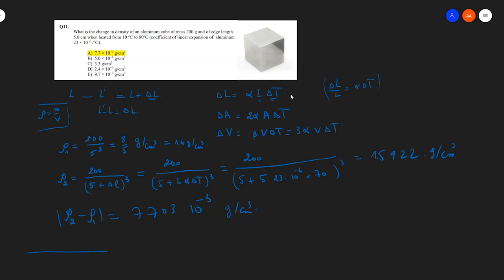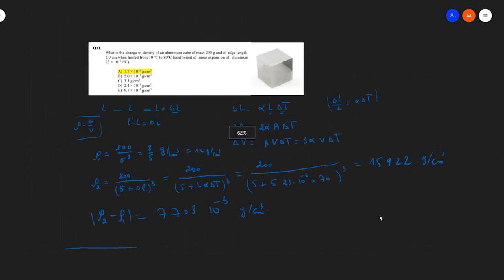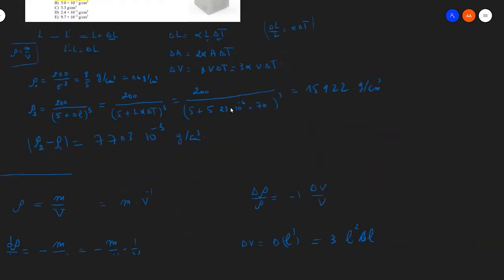Can I calculate delta V instead of delta L? Actually, this delta V is this one. This is V, and this is V prime. If you calculate V prime and do the difference, you can get delta V. Yes, you can do that also. But the same thing, you need to be accurate.